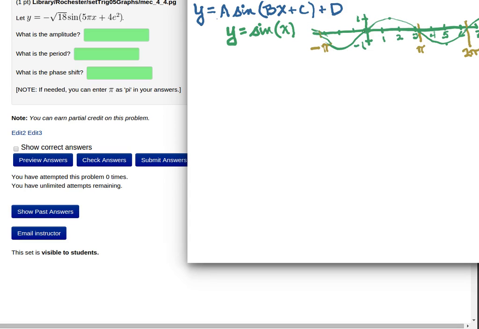Now this part, from where it's going through 0 right here to here, is a period of this thing. We define the period as how far that is. So the period of the sine of x is 2 pi. It starts at 0 and then ends at 2 pi and starts itself over again at that point. So what we want to know is what this a, b, c, and d do to reposition this particular curve.